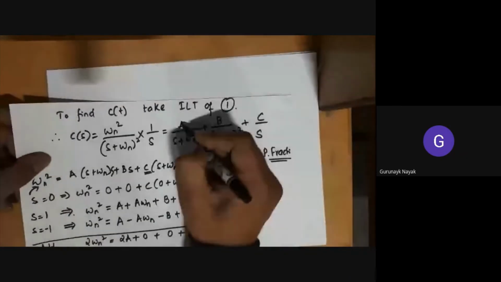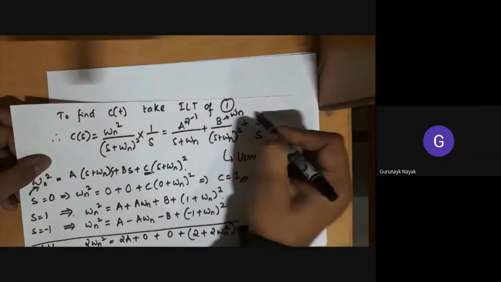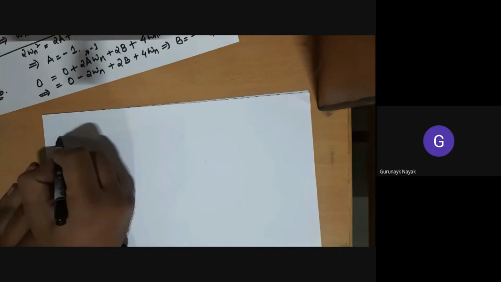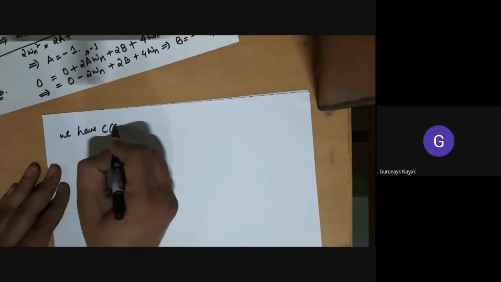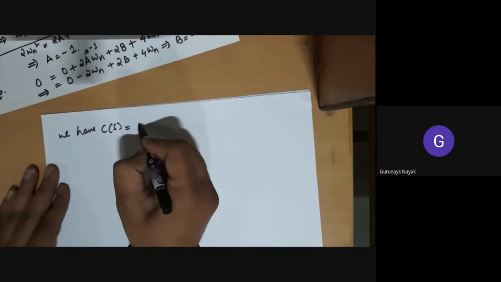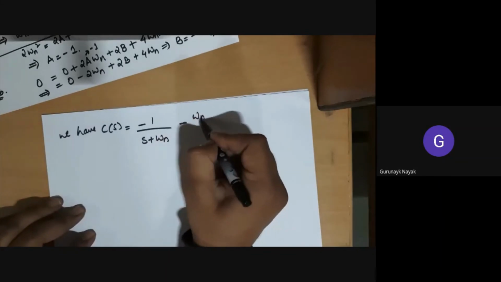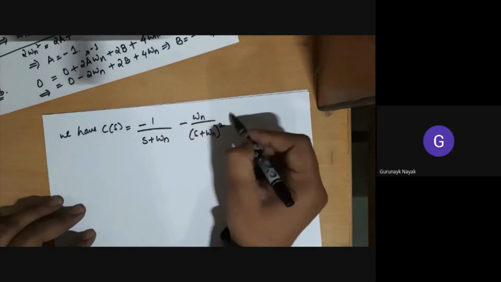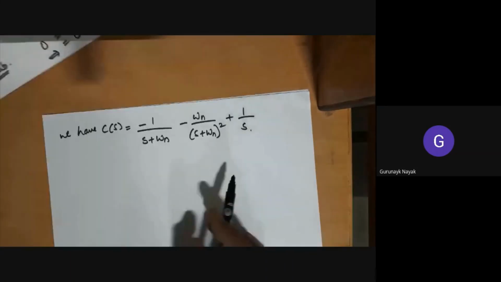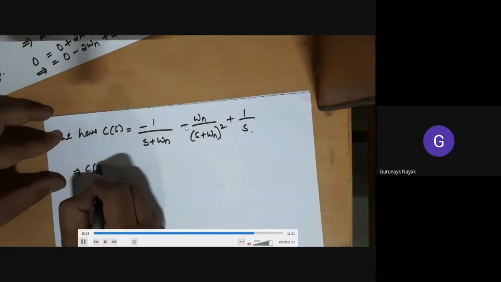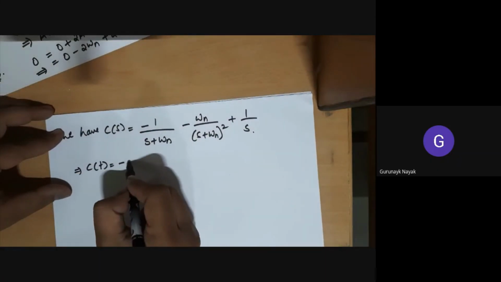Proceeding further, after finding A, B, C: A is minus 1, B is minus omega n, okay, sorry, C is 1. I missed out the negative sign. So I will substitute all of A, B, C and this is how we end up. Ultimately we have C of t equal to the Laplace inverse of this.